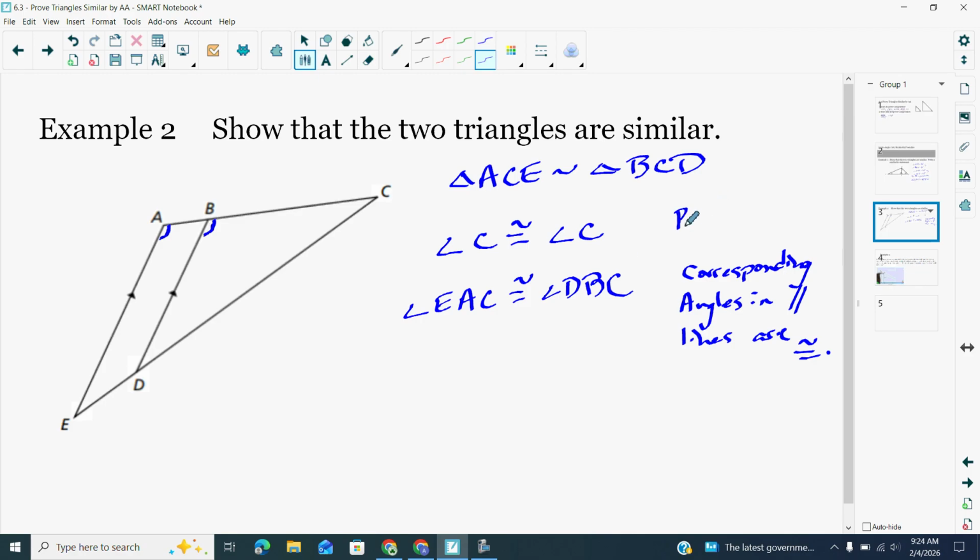This one, yeah, we're going to go ahead and write them out. Reflexive property of equality or congruence. We have two sets of congruent angles. That's enough to prove that our triangles are similar. Triangle ACE is similar to triangle BCD. Reason? Angle-angle similarity postulate.